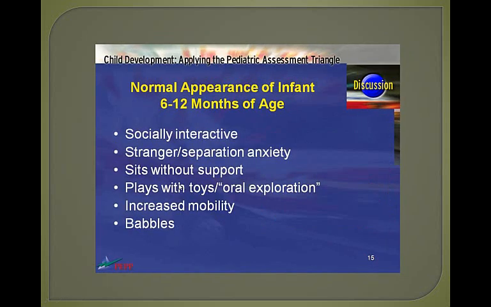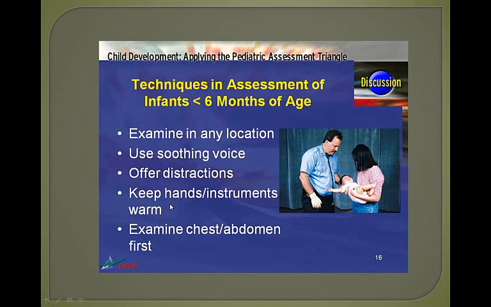A normal appearing infant from 6 to 12 months of age is socially interactive. They're going to have separation or stranger anxiety. They can sit without support. They play with toys and put everything in their mouth. They have increased mobility. They may even be walking by 12 months of age. And they babble.